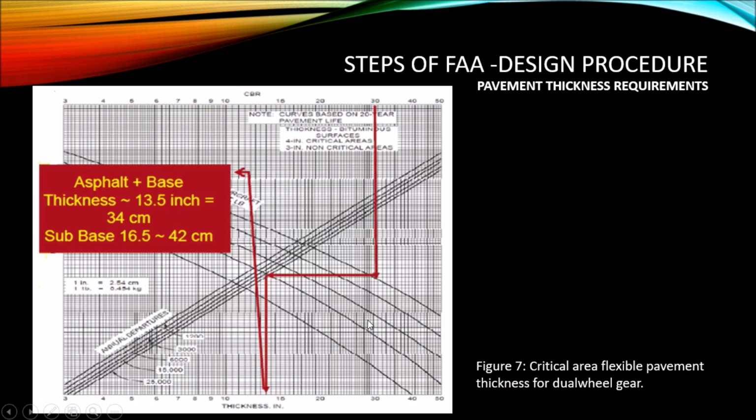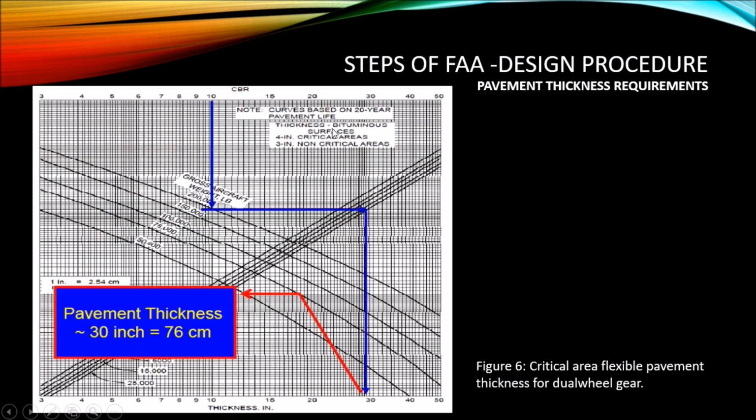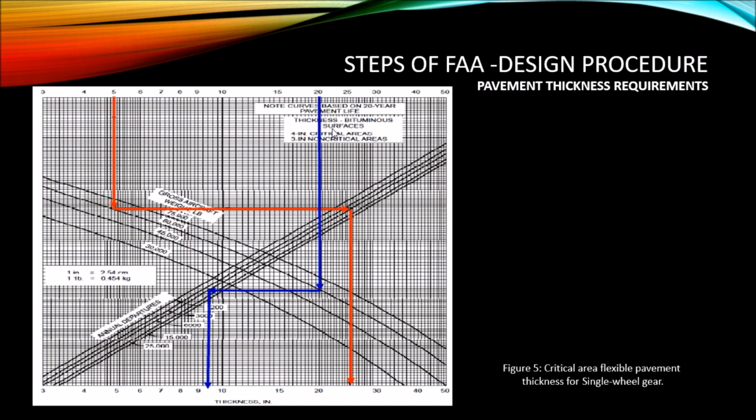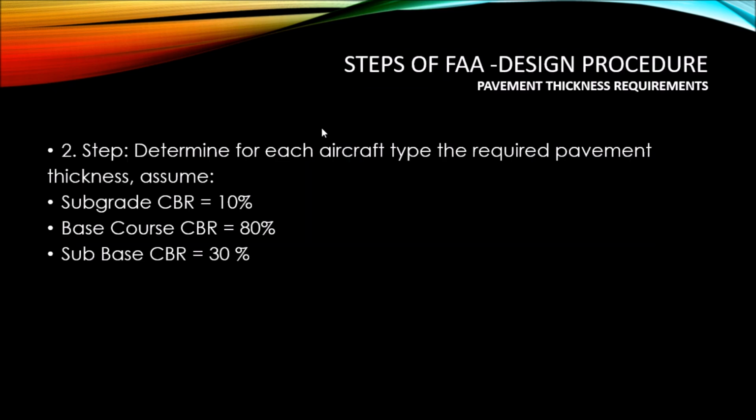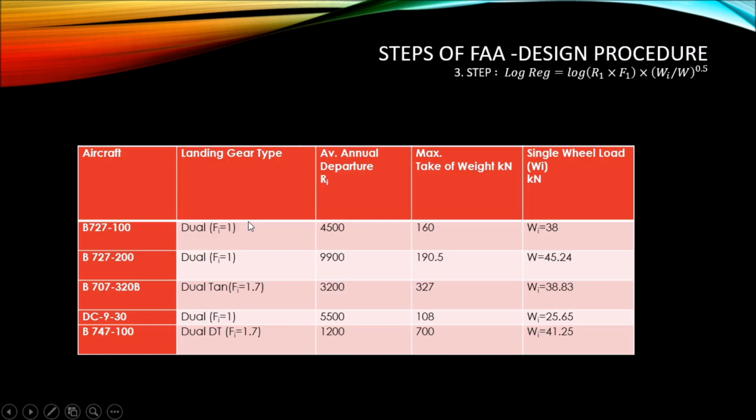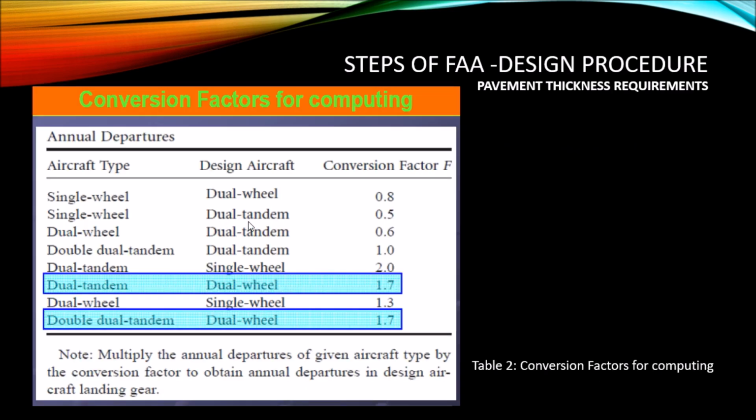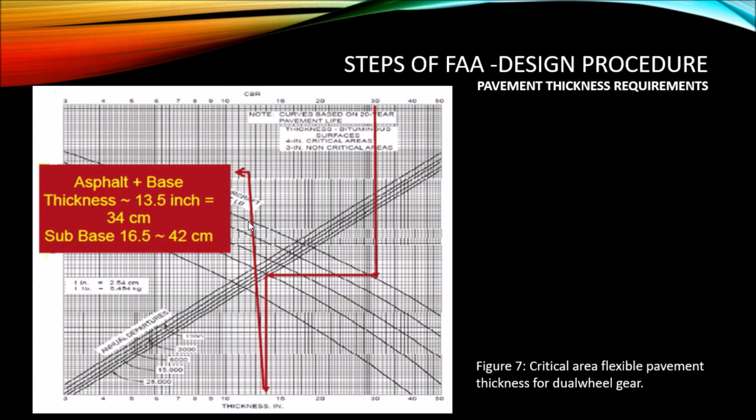So we've gotten the subgrade. The next thing we need to do is go back to our question, or the data that was given to us. We can remember that our base course CBR is 80 and the sub base is 30%. We already used these to obtain our pavement thickness. So we go further to get the thickness for other layers.